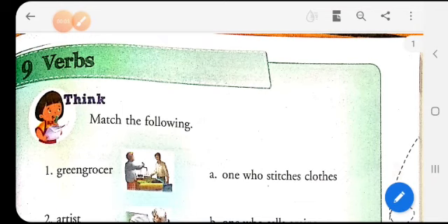In this chapter we are going to learn about verbs. Now children, as we have learned about verbs, what are verbs? The work that a noun or a pronoun does is called a verb. In other words, the action words are also called verbs.